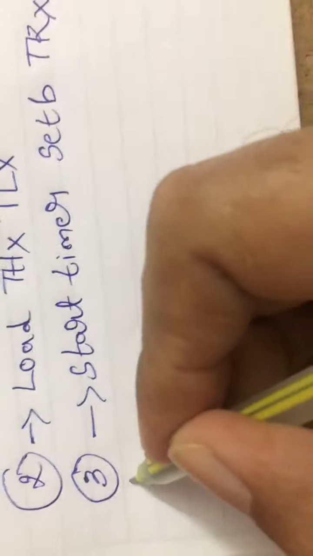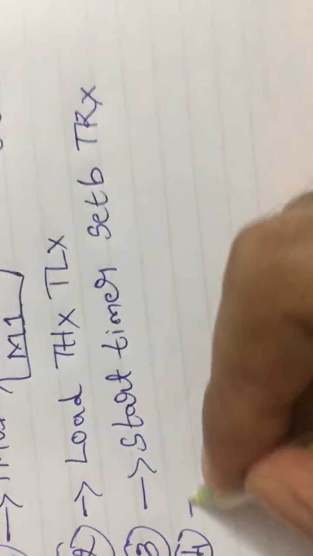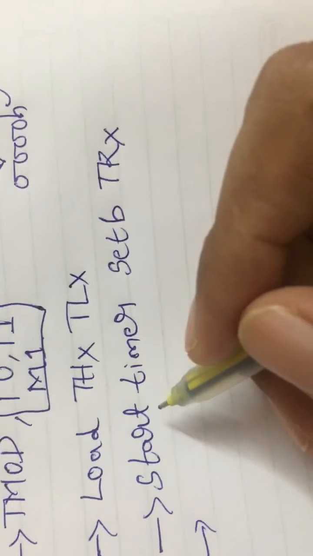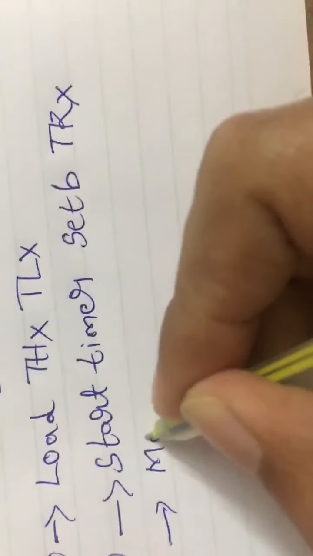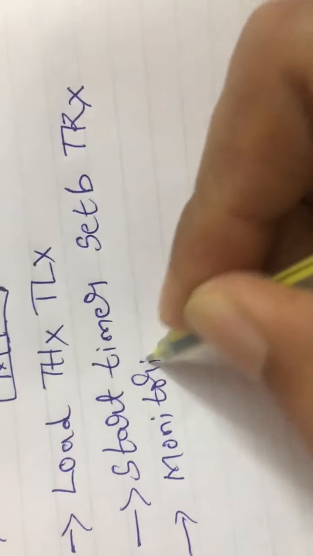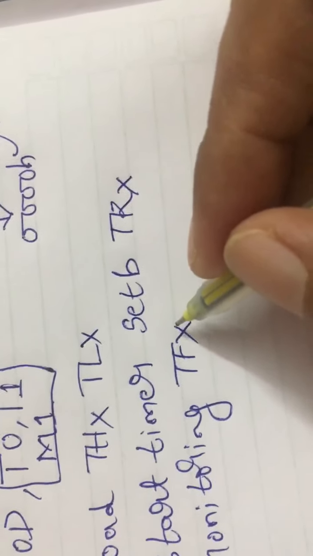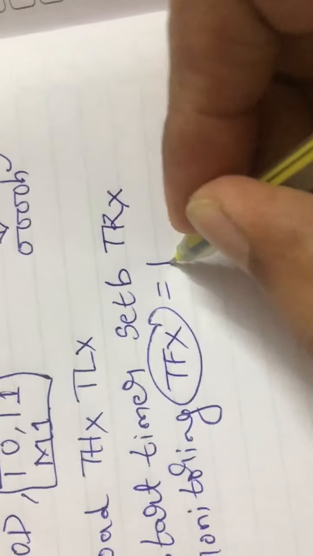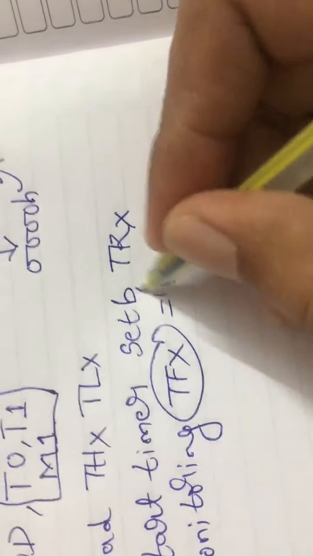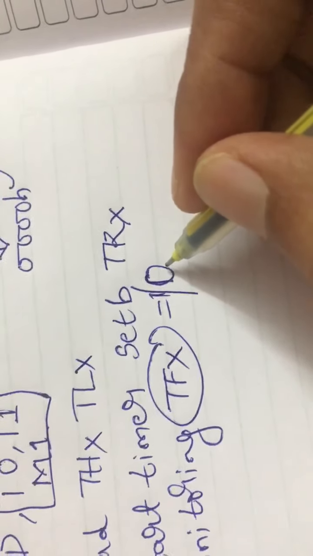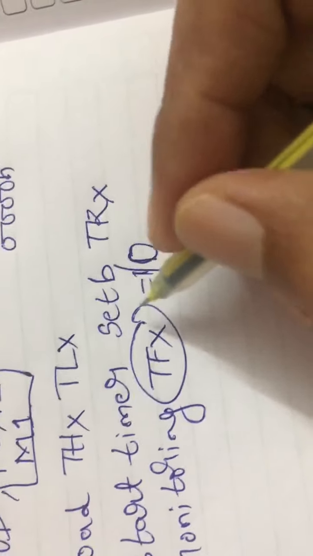Now the fourth step. In the third step we have started the timer. Then how will the programmer come to know whether the timer is running or whether it has stopped? That is by monitoring the value of TFX, right? If it is equal to 1, then it has to come out of the loop. If it is equal to 0, then the timer or counter is still in running mode.